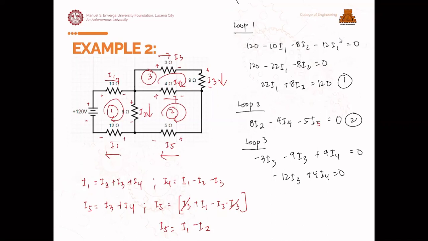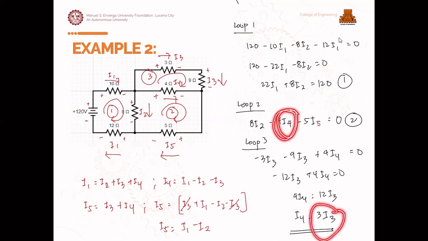Makakuha tayong relationship na 4I4 is equals to 12I3 or I4 is equals to 3I3. Okay? So, ito yung isang relationship natin nakuha. Na ito yung gamitin natin ngayon dun sa equations natin. Okay? So, dito meron tayong I4. Dito may I4 tayo. So, si I4, kailangan gawin natin I3.